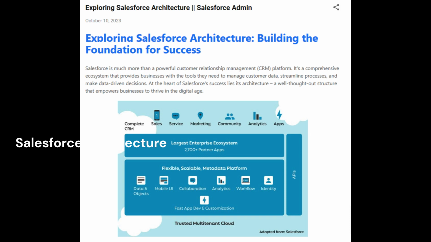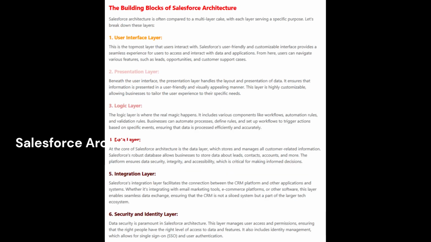Efficiency and automation. The logic layer enables businesses to automate repetitive tasks, improving efficiency. This can range from lead nurturing to customer support case routing. Customization. The architecture's flexibility and the presentation layer's customization options mean that businesses can tailor Salesforce to their specific needs, adapting as they grow and evolve.